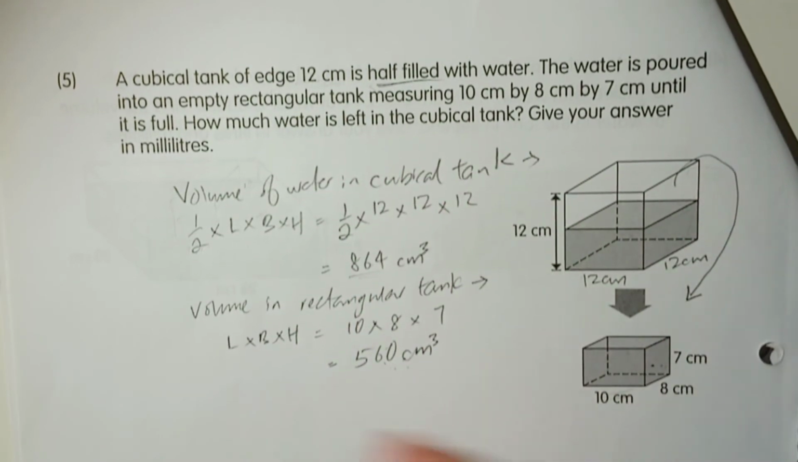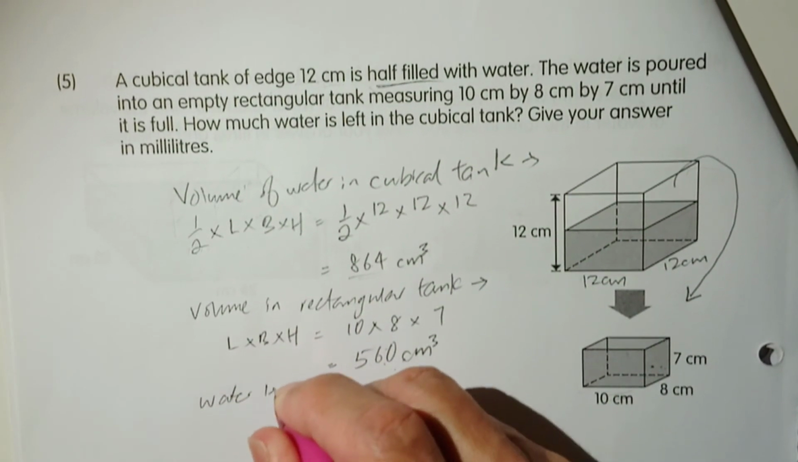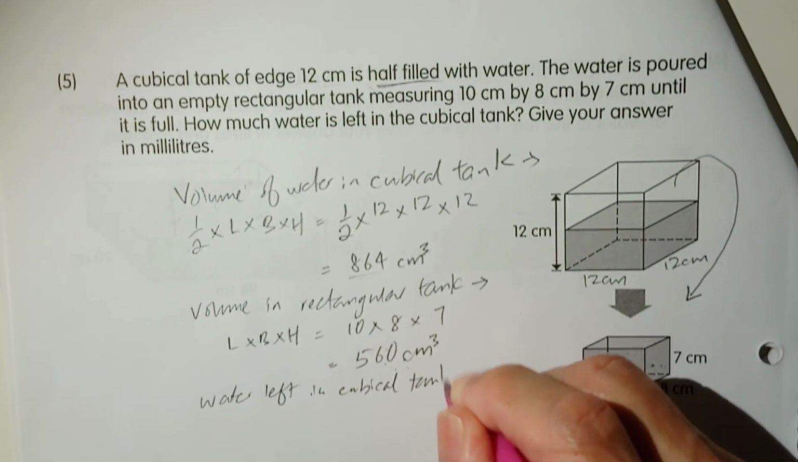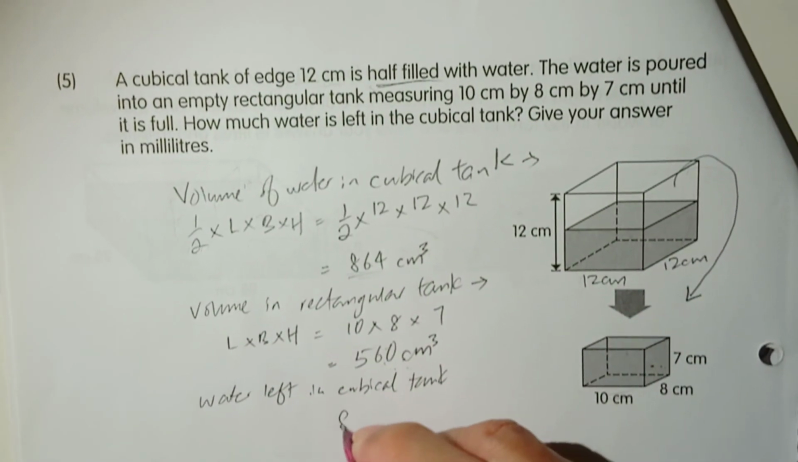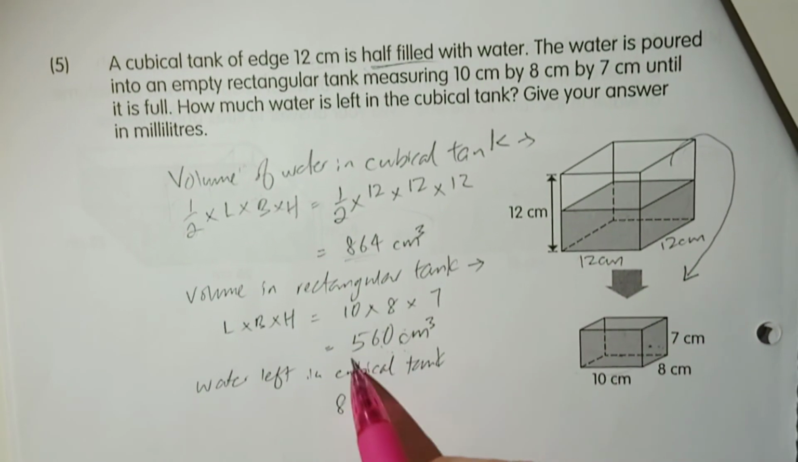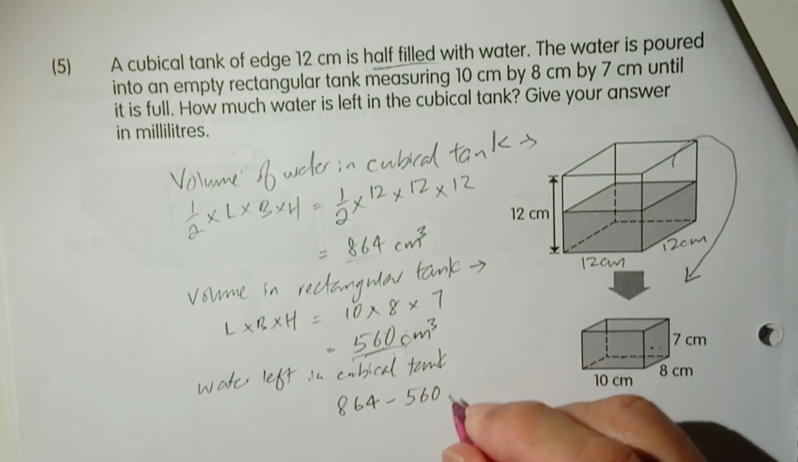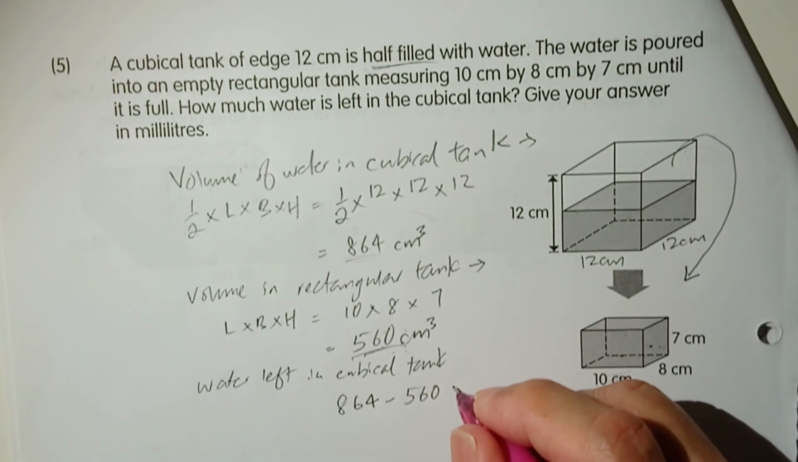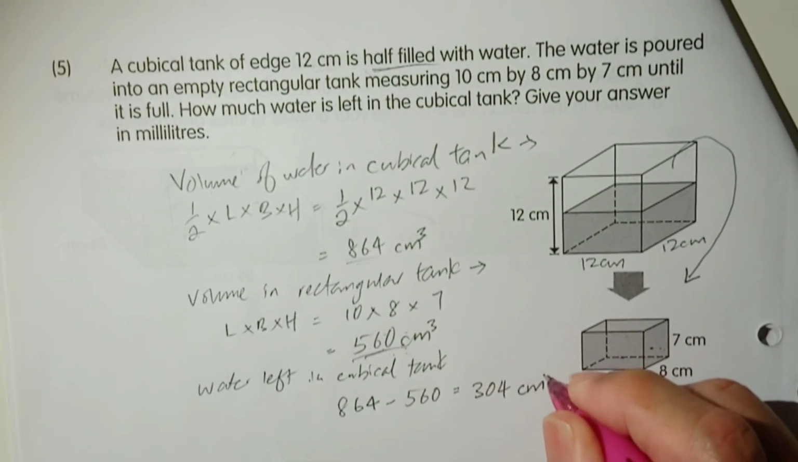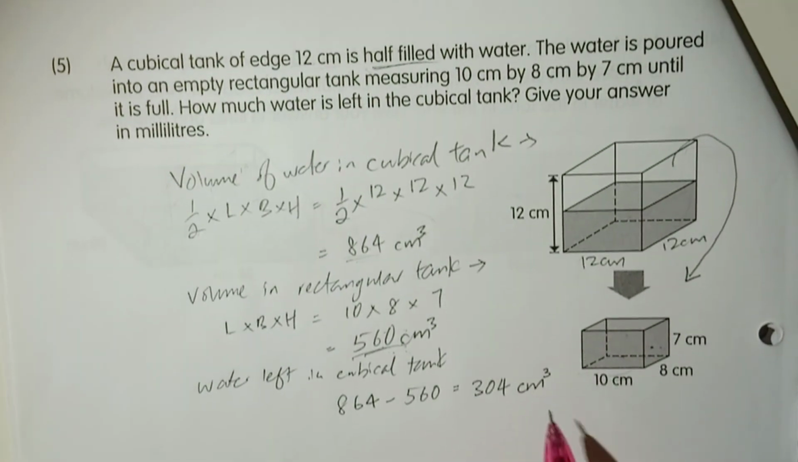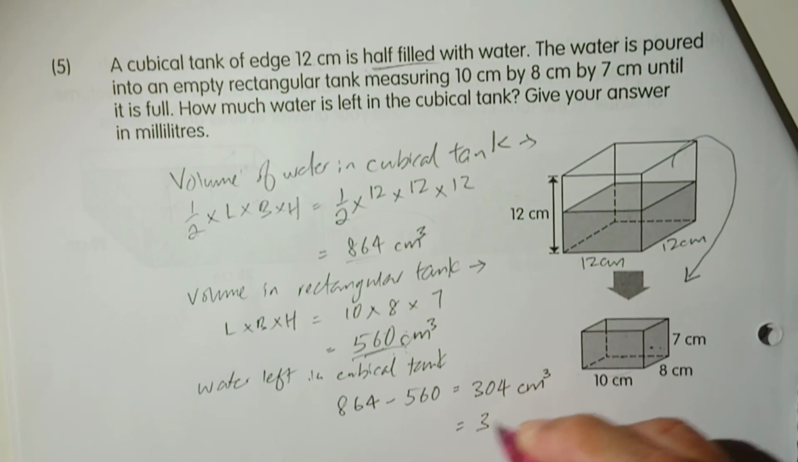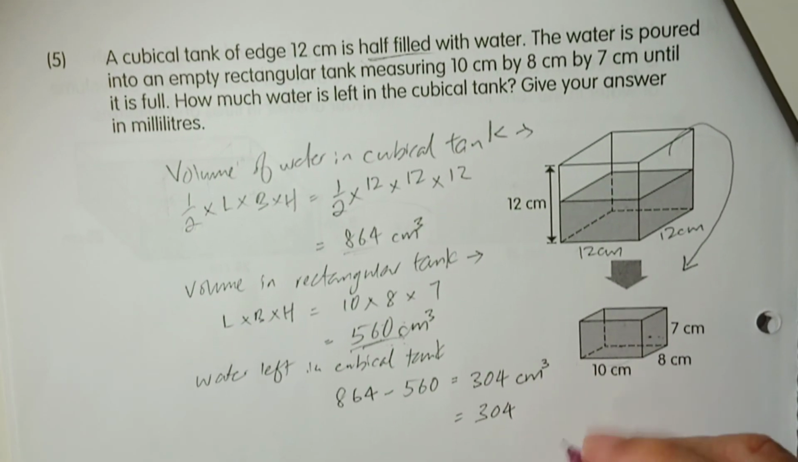So how much water was left in the cubical tank? Water left in the cubical tank is simply the water that was left in the cubical tank would be the original amount, 864, subtract whatever was poured inside here, which is 560. Okay, so you will get 304 cubic centimeters. Okay, so as you know, we've gone through this. 1 cubic centimeter is equals to 1 milliliter, so you just simply change the units. Okay, then you get the answer. That's all.